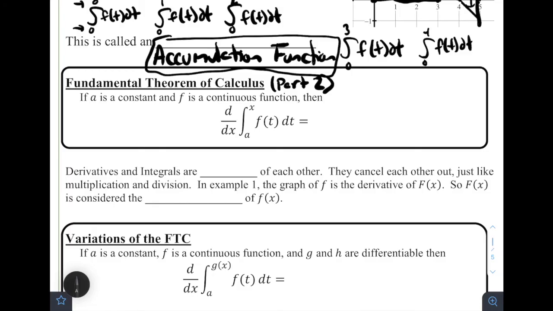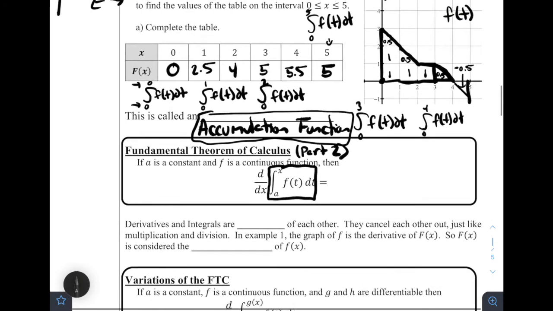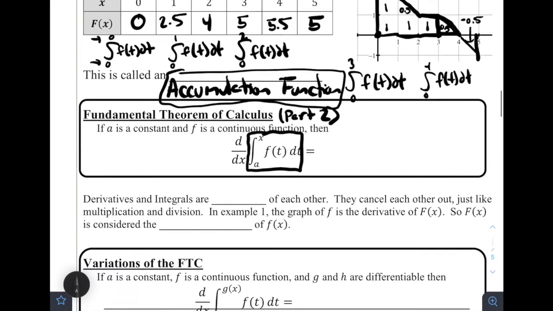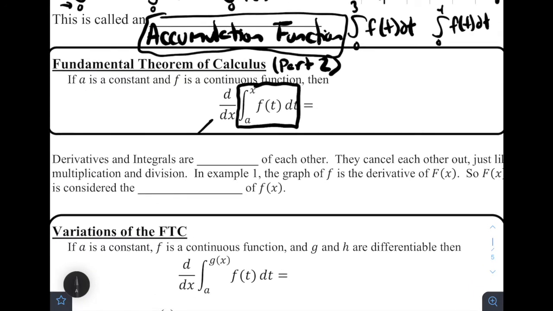But what does it say? It says, if a is a constant and f is a continuous function, then, whoa, what is this? Well, this is d dx, so the derivative of this integral, of this accumulation function. So we recognize this part here as the accumulation function, which we were just working with up here, right? And then we recognize this part from all of our work from chapters 2 through 5, that this is saying, hey, take the derivative of it. So if we take the derivative of an integral, what do we get?